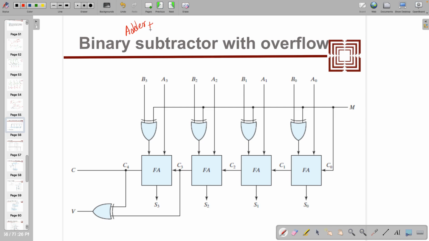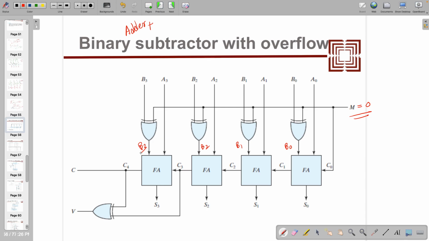Okay, if you have binary adder and subtractor together, then how to do that? So it is exactly the same as what we did. Let's assume we are keeping m equal to 0. If m equal to 0, then what's going to happen over here? It's depending on B0 only, right? Whatever B0 is there.